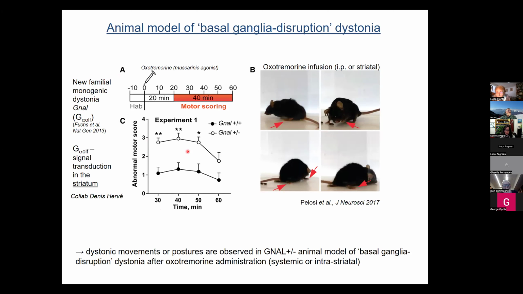These mice do not show dystonic movements when they are young, but we can induce them using a muscarinic agonist, oxotremorine. We participated in the validation of this model, and here you can see that after the oxotremorine infusion, either systemic or intrastriatal, we see these dystonic movements and postures developing, and we see that this can stay over time. These are the heterozygous GNAL mice.